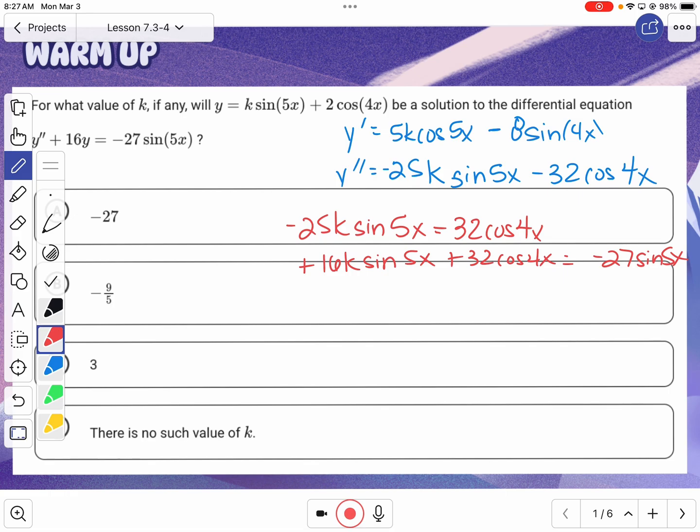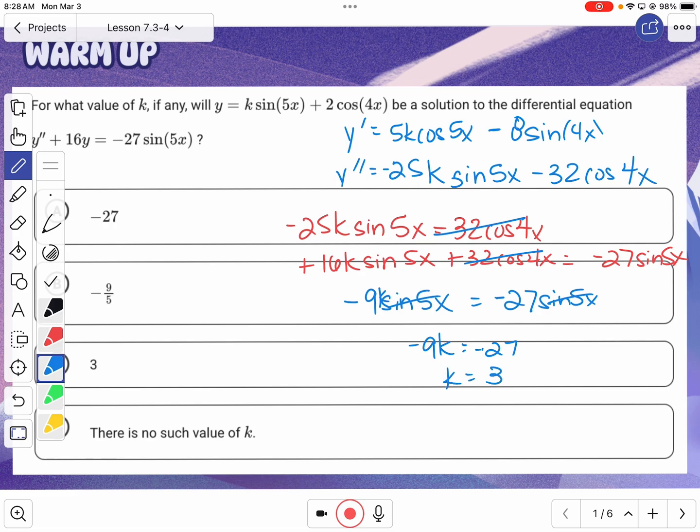Now, I did all that because I'm going to lose those 32s, since there's a negative and a positive. If I have negative 25k sine 5x plus 16k sine 5x, that leaves me negative 9k sine 5x, and negative 27 sine 5x on the right. Because the sine 5x is there, we can drop that, and we get negative 9k equals negative 27, or k is equal to 3, which is D. Okay, so again, just an exercise in algebra when we're dealing with those problems.